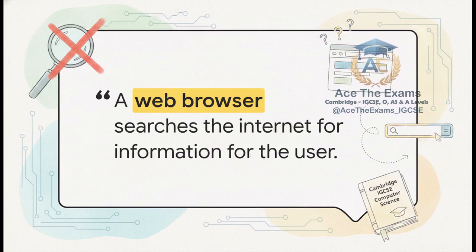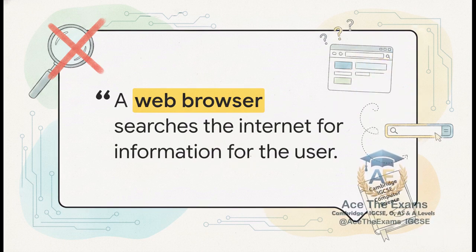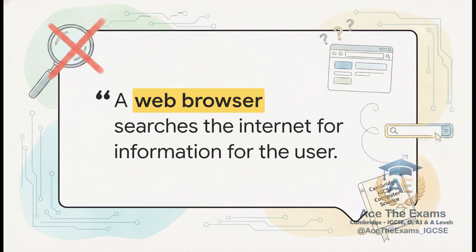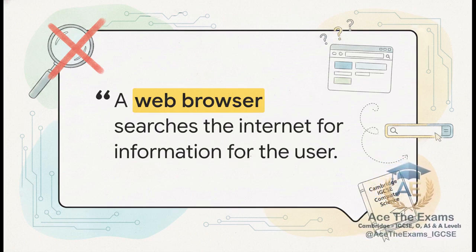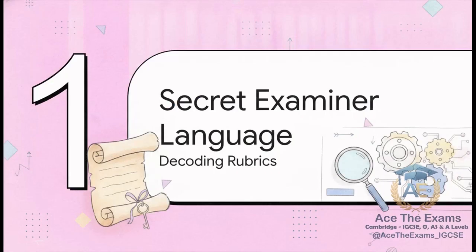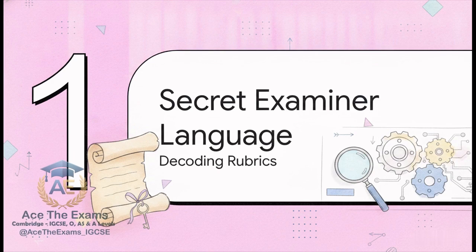To fix mistakes like this, we've got to decode the assessment objectives and learn the secret language of the Cambridge mark scheme. Because getting top marks isn't just about memorizing facts, it's about structuring those facts to perfectly align with their grading rubric. So let's move into our first section, the secret examiner language.